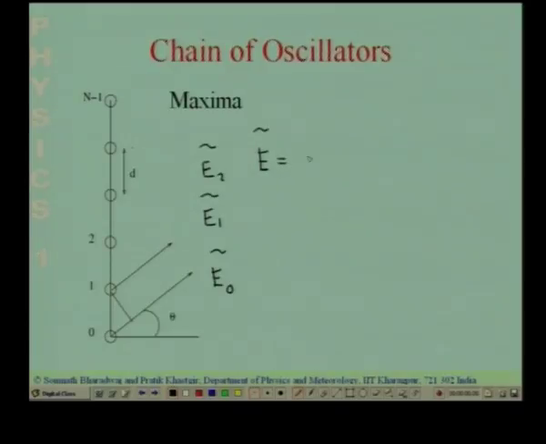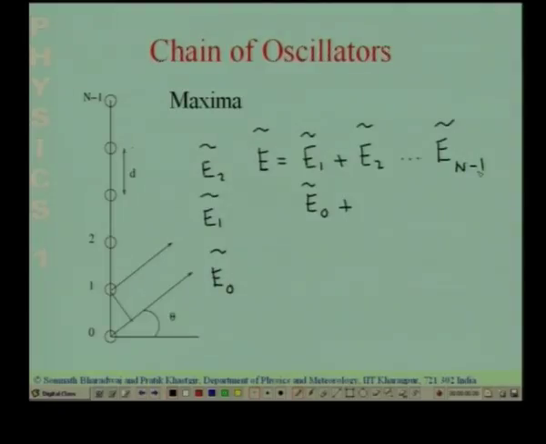So, it is going to be E0 plus E1 plus E2 all the way up to E n minus 1. So, let me remind you again what we wish to calculate. There is a distant observer. The distant observer is going to receive the superposition of the radiation from all of these oscillators, and this is going to be E0 plus E1 plus E2 all the way to E n minus 1.